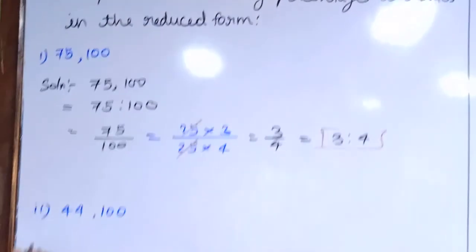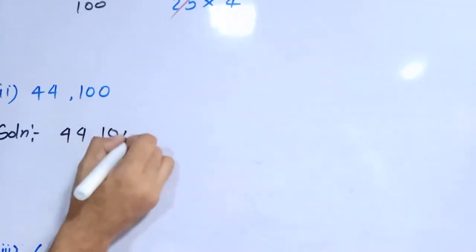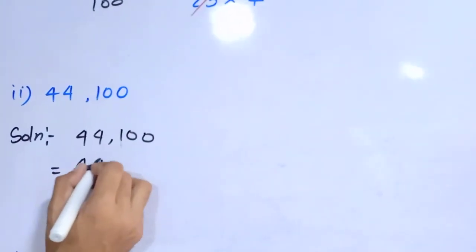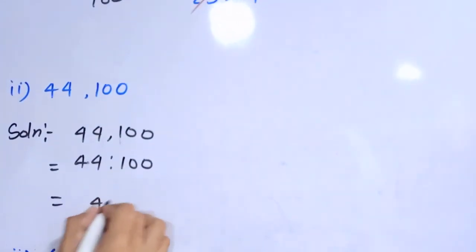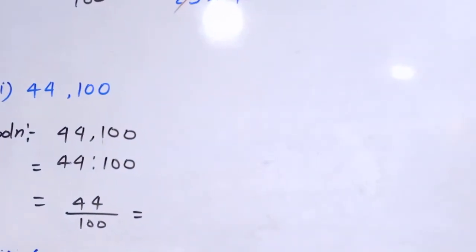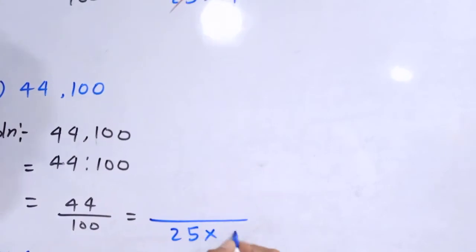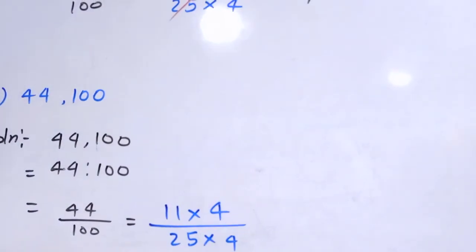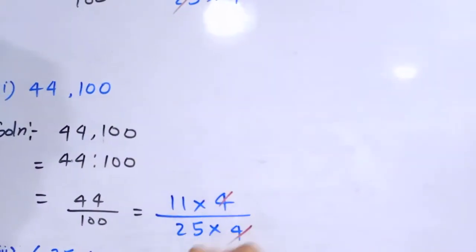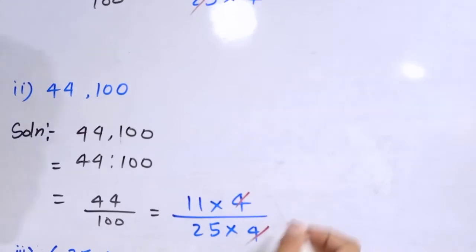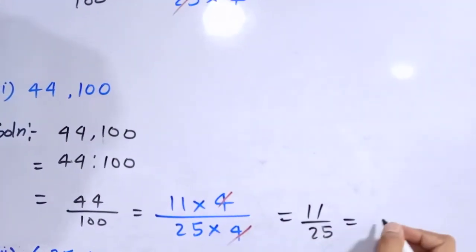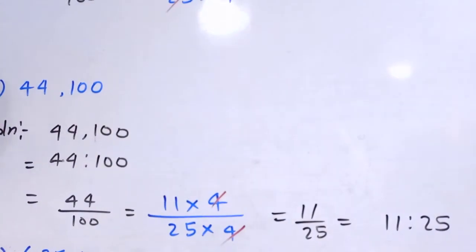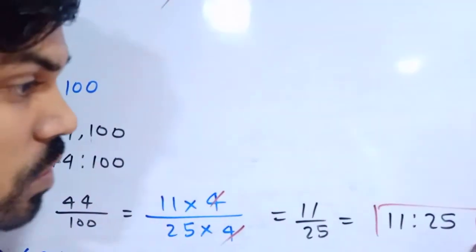Second we have 44 and 100. We should write it like 44 is to 100 and 44 upon 100. As I said, this is a multiple of 25 upon 4. Always we have to do that. So it becomes 11 into 4. 11 4s are 44. Here 4 and 4 will cancel. We get the final answer 11 upon 25, and we can write 11 is to 25. That is our answer.